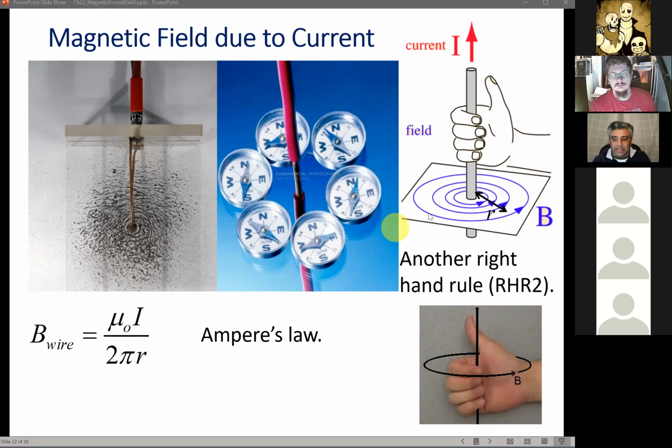So the value is at distance r. The value of the magnetic field changes with distance. If you are close to the current carrying wire, you have a stronger magnetic field. As you go farther, you have a weaker magnetic field.